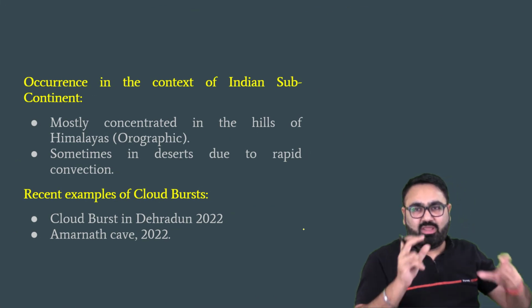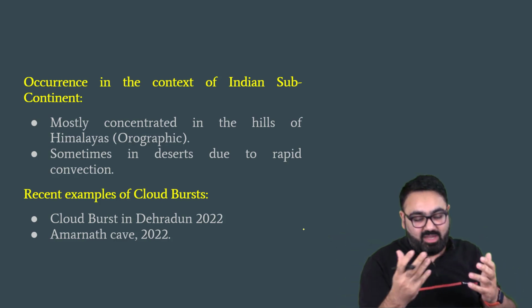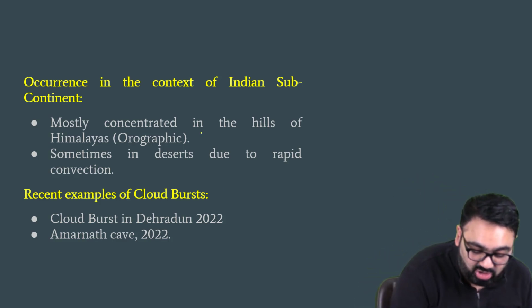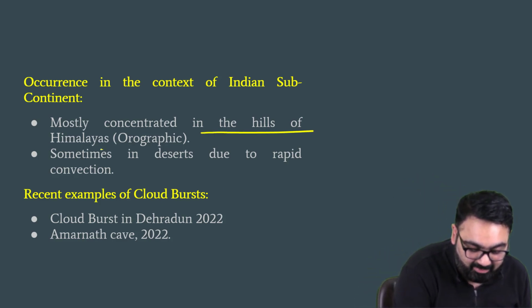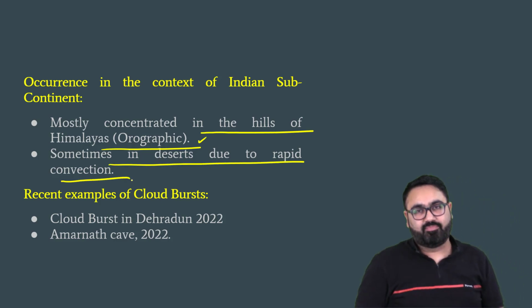The question was about the mechanism and the occurrence. So we have talked about the mechanism, how does it happen. Now the occurrence part, mainly where does it occur. So it mostly is concentrated in the hills of the Himalayas, that is the orographic region, and also sometimes in deserts when there is rapid convection.